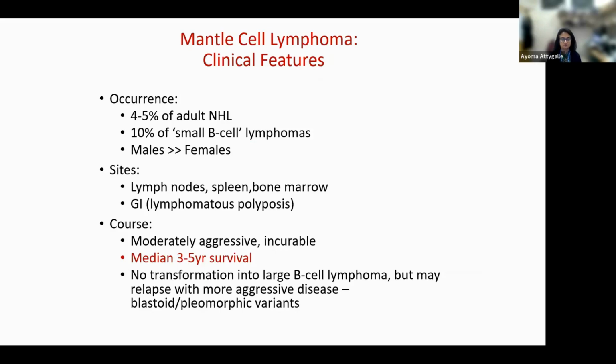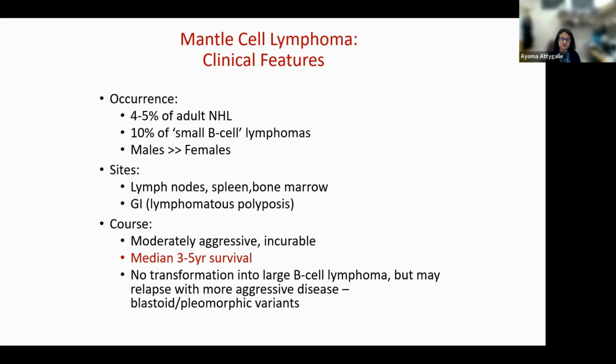Now, mantle cell lymphoma is uncommon, and of the small B-cell lymphomas, it accounts for only 10%. There's a male predominance, and it involves lymph nodes, and it can also be disseminated involving the GI tract, where it's referred to as lymphomatoid polyposis. There are also others which are leukemic and involve the bone marrow and spleen, and we'll come to that in a minute.